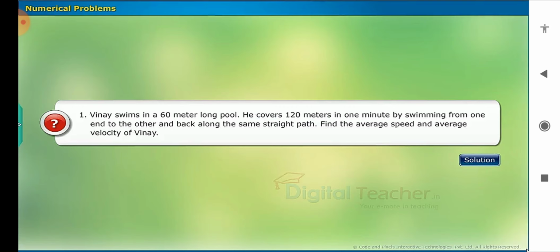Numerical problems. Vinay swims in a 60-meter long pool. He covers 120 meters in 1 minute by swimming from one end to the other and back along the same straight path. Find the average speed and average velocity of Vinay. Click the tab to view the solution.